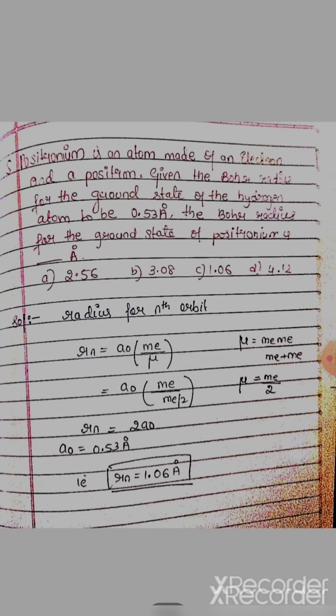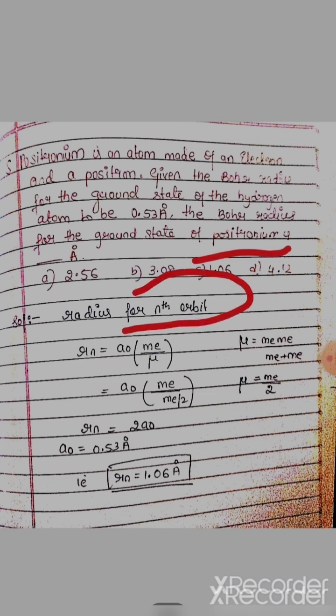Okay, this question says that positronium is an atom made up of an electron and a positron. Given the Bohr radius for the ground state of the hydrogen atom to be 0.53 angstrom, the Bohr radius for the ground state of positronium is asked. We know the radius for the nth orbit.